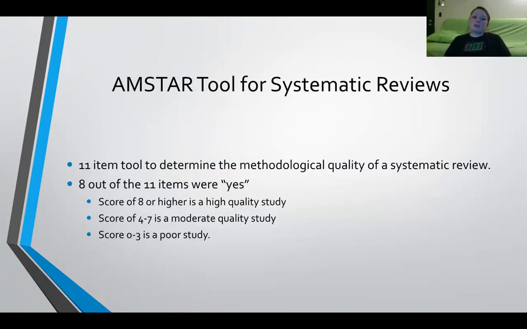As far as the AMSTAR tool for systematic reviews, an 11-item tool to determine the methodological quality of a systematic review, for this particular study, 8 out of 11 were yeses. A score of 8 or higher is considered high quality, while 4 to 7 is moderate, and below 3 is considered a poor study. So this, to me, was a fairly decent study.